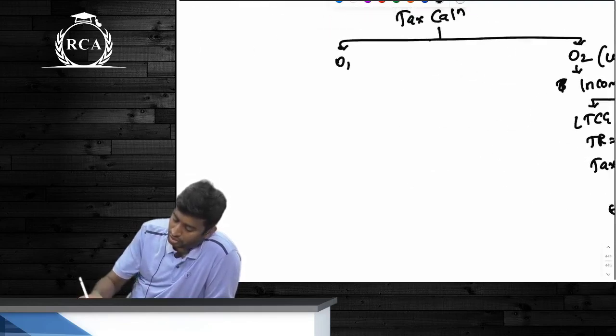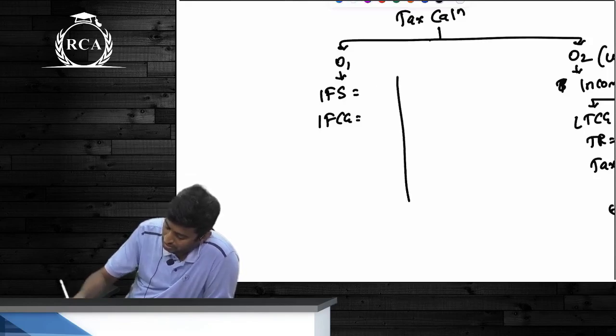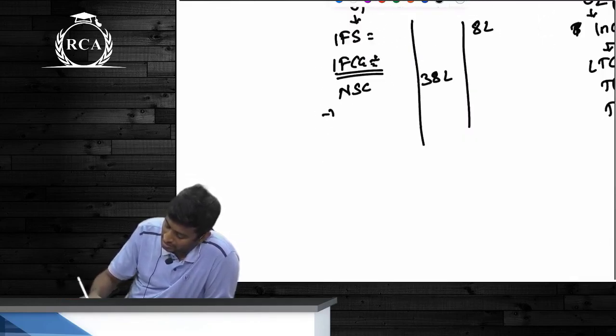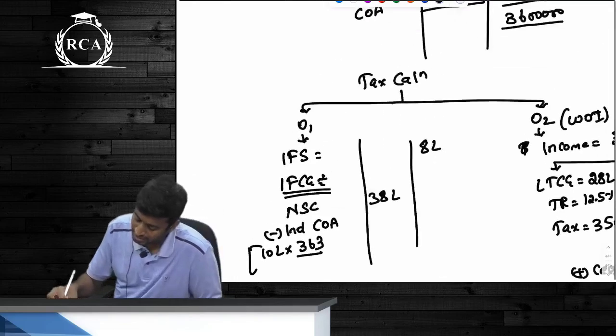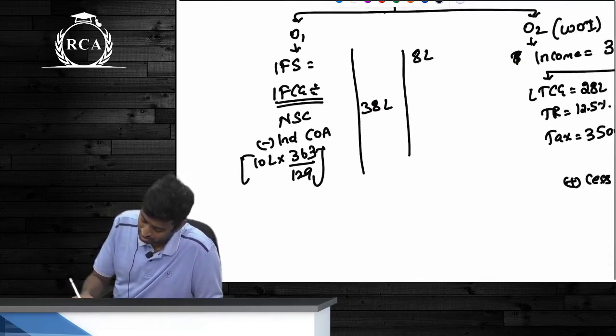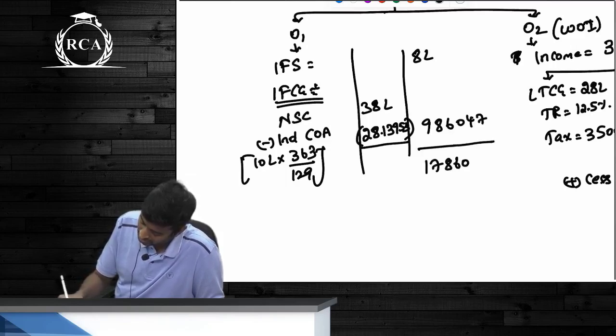ठीक है. Now we do option 1, salary income 8 lakhs. Capital gain में what is net sale consideration? 38 lakhs less index cost 10 lakhs into 363 by 129. निकालो 13,000 माइनस करो, ये दोनों को ऐड करो 1786. सॉरी, करेक्ट नो?